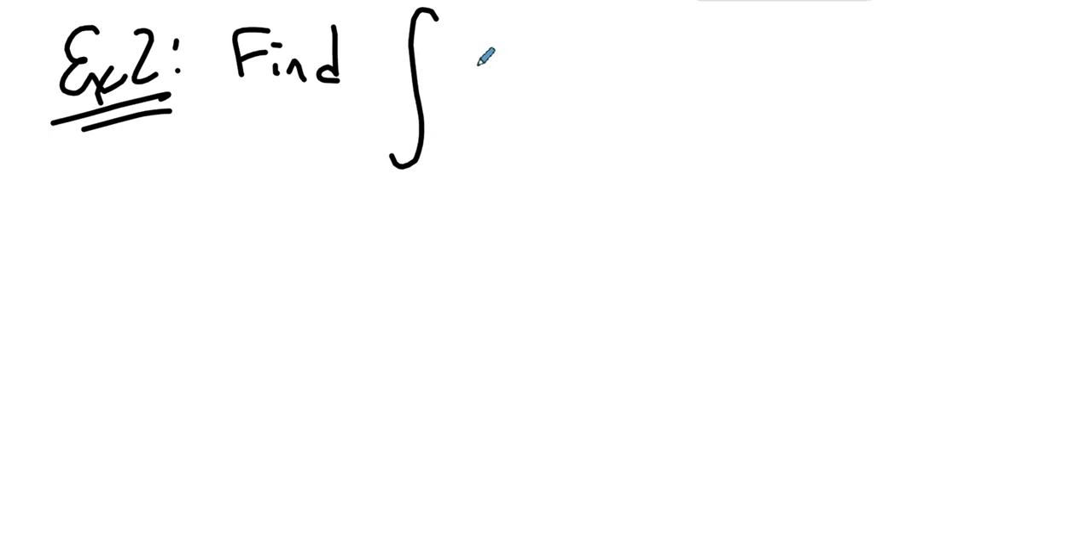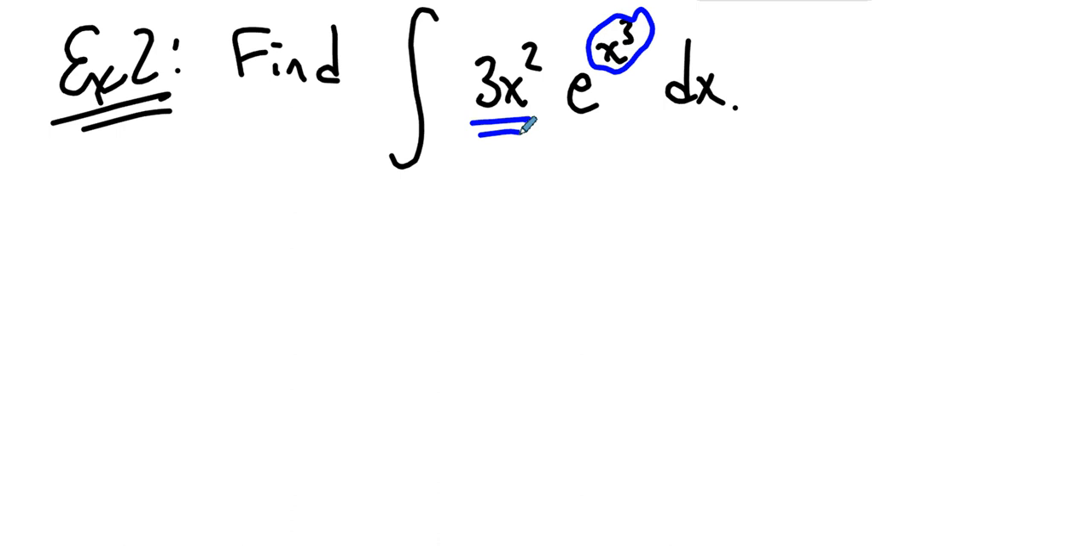I will demonstrate more. Find the integral of 3x squared times e to the x cubed dx. And we think to ourselves, this looks like an e to the chicken nugget, where the derivative of that nugget is hanging out right there. So what do we do? We let u be x cubed.